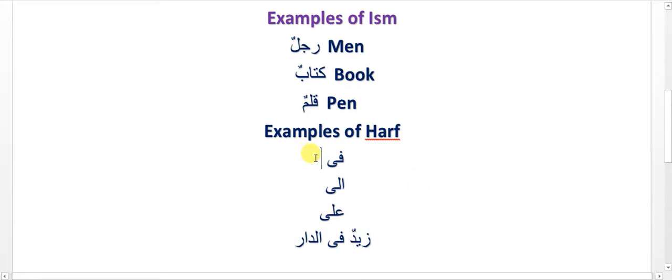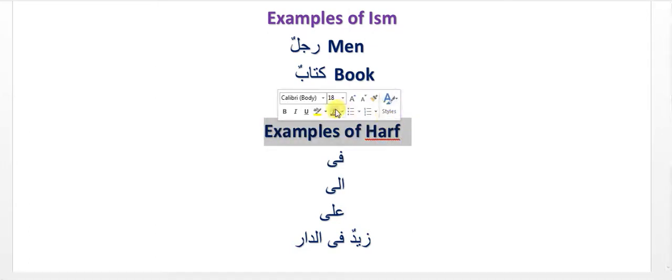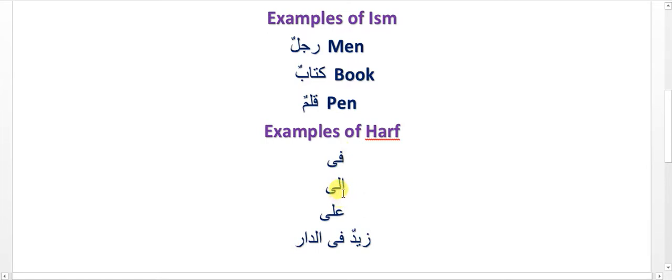We have learned two things about harf. It doesn't have its own clear meaning. Fi means in, ila means till, and ala means on. So these have meanings, but they don't give us a clear meaning. And the second thing we have learned about harf is that it's used to join two words. Zaidun is one word and ad-dar is one word. Here fi is used to join these two words together. Understood about ism and harf?